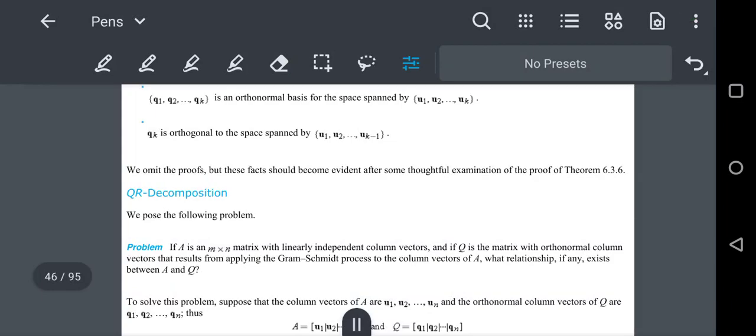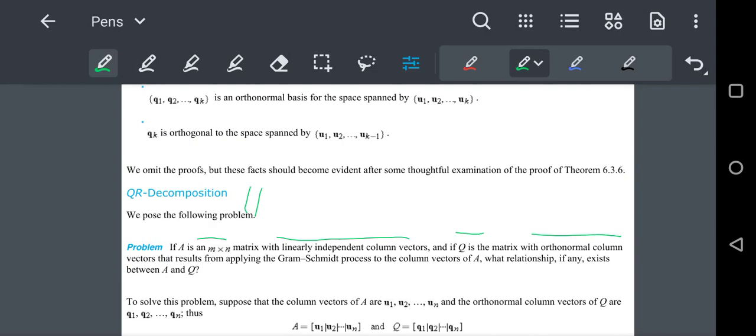So hello all. The next topic which we are going to discuss is QR decomposition. Suppose A is an n by n matrix with linearly independent column vectors, and Q is a matrix with orthonormal column vectors. Is there any relationship connecting this A and Q? That is the question.